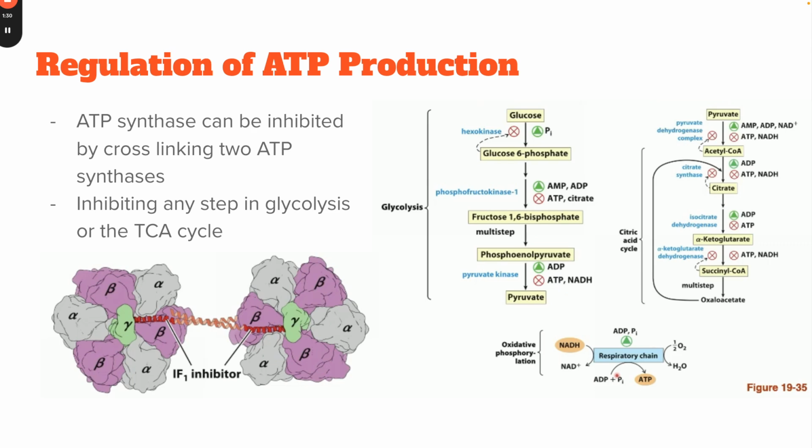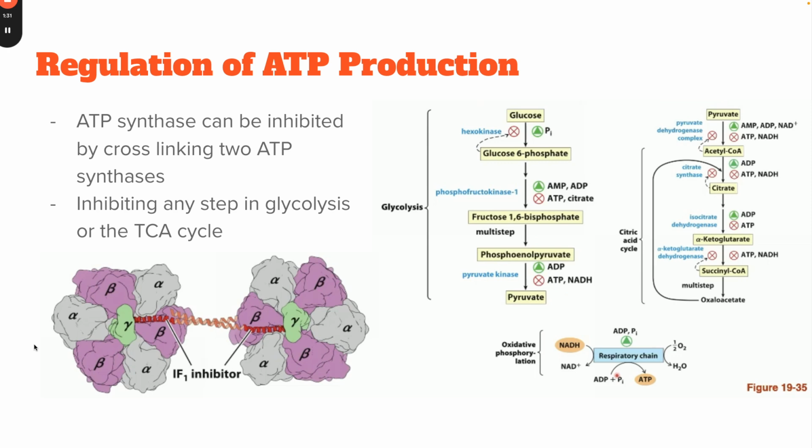All right, and lastly, I just want to talk a little bit more about regulating ATP production at this step. The main thing is that ATP synthase itself can be inhibited by being cross-linked together. This can be done with an inhibitor molecule called IF1. That links these two ATP synthase molecules together and locks them in place, so it can't do its usual job.